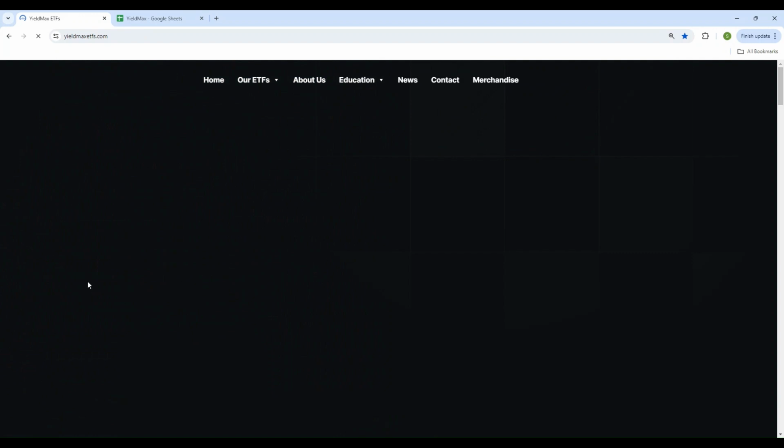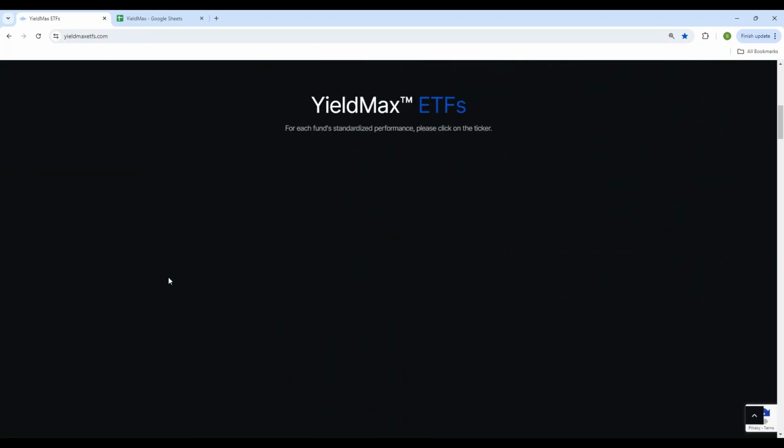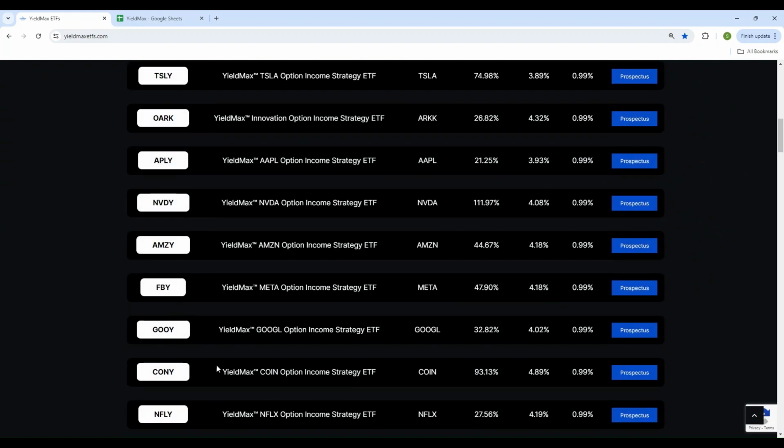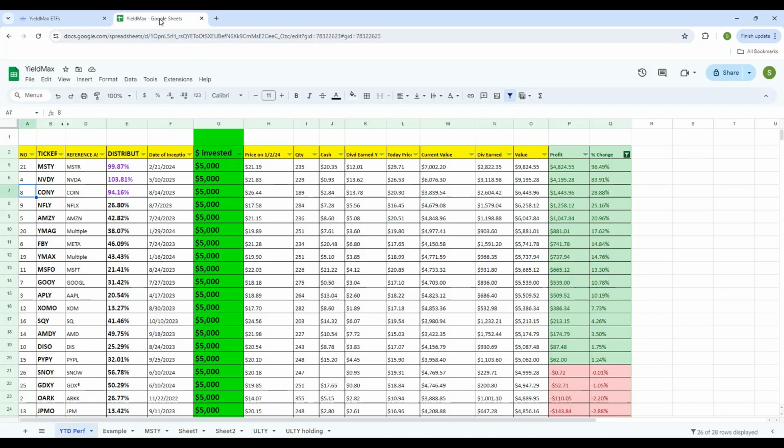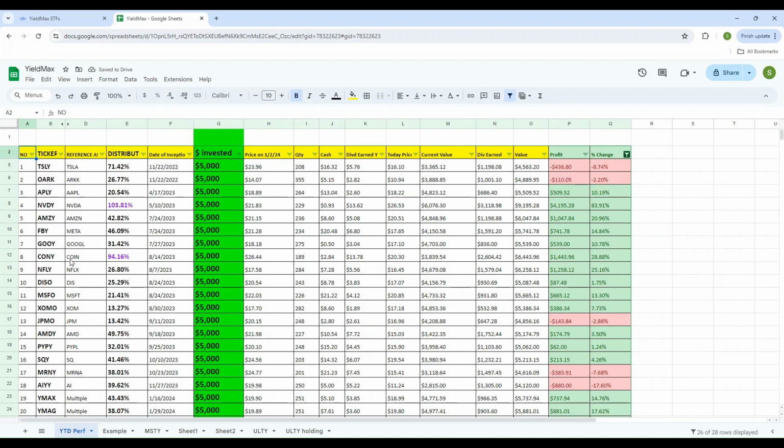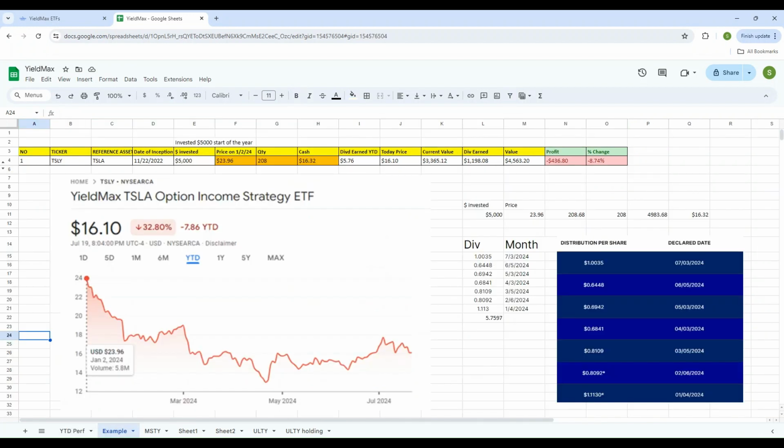What I have done is I downloaded these 28 ETFs into an Excel spreadsheet and did some math on it. I actually uploaded everything over here. Right now, this is just a bunch of numbers, so let me explain in detail what these numbers mean and how I got them. As an example, let's just start with this one, Tesla.